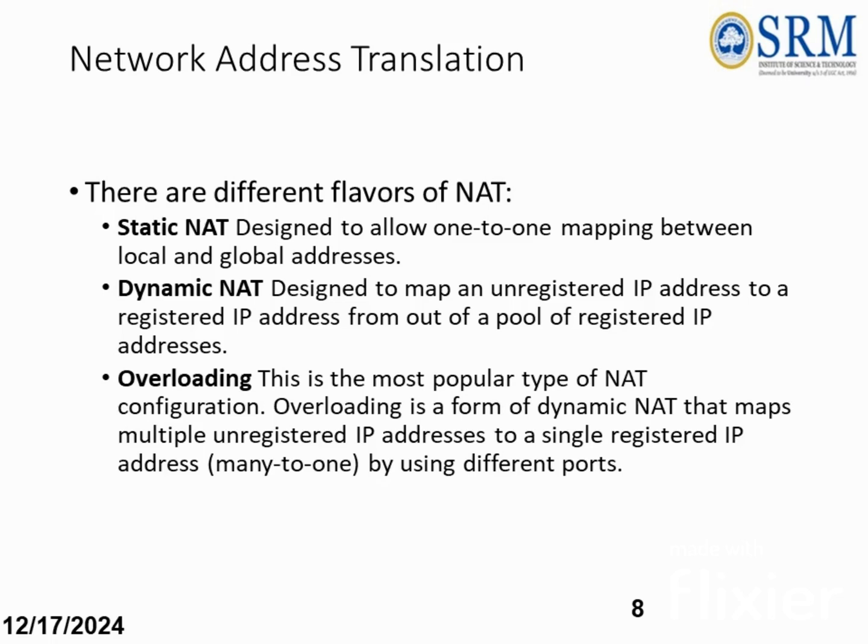Now, to avoid that, we go for the third type, overloading NAT, or port address translation. Here the same public address, for example 128.10.12.13, will be used by several private systems. How is it possible? We can assign port numbers. For example, port number 123 of private system 1 can use the same address 128.10.12.13 with port number 123.